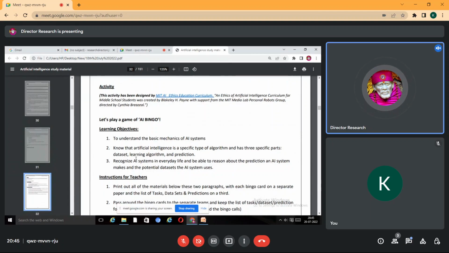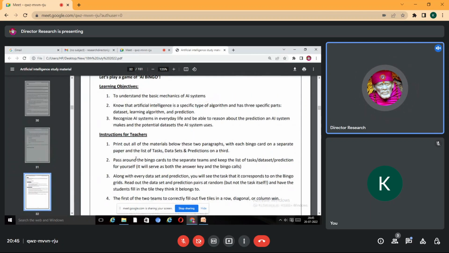The important learning objective is to understand the basic mechanics of AI systems.